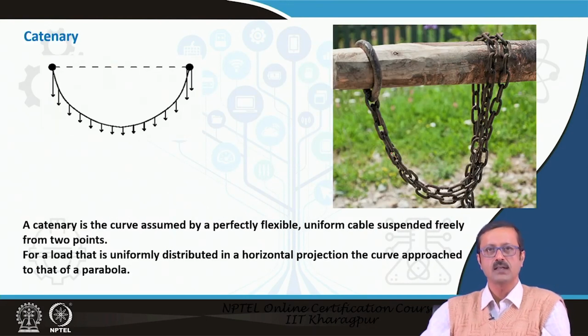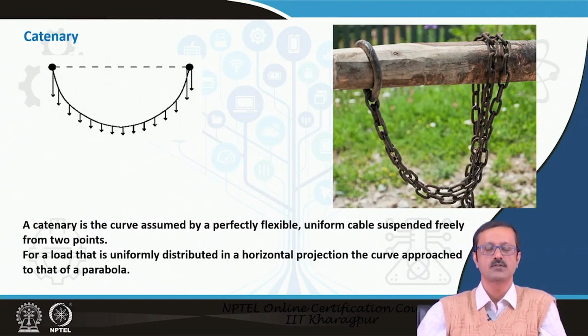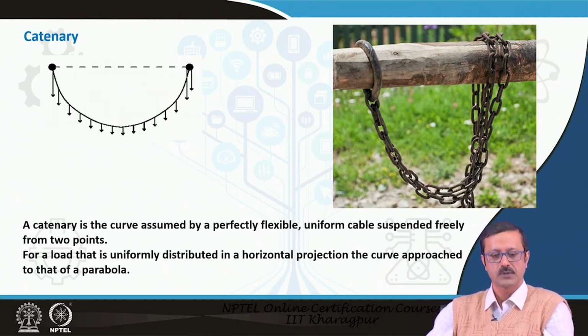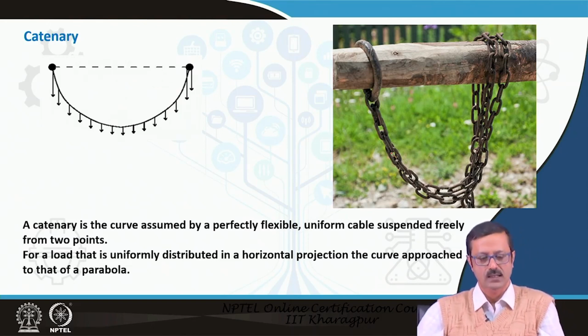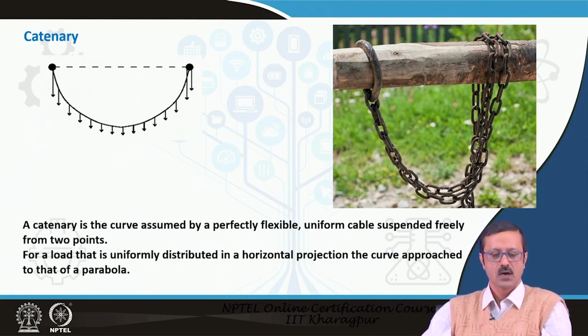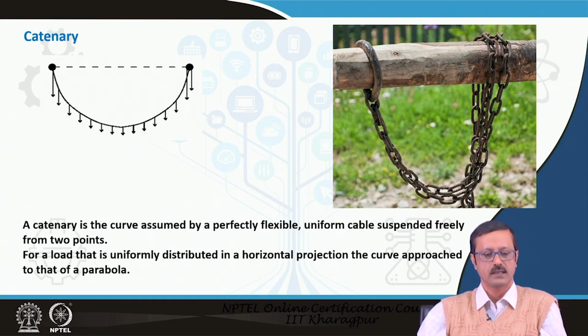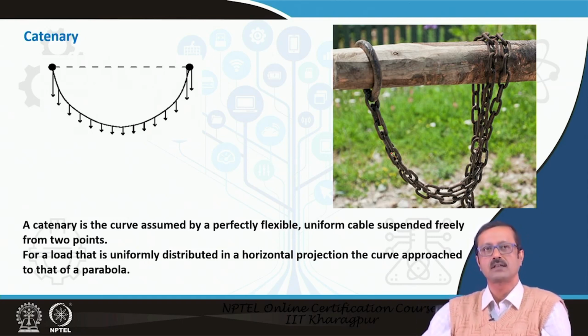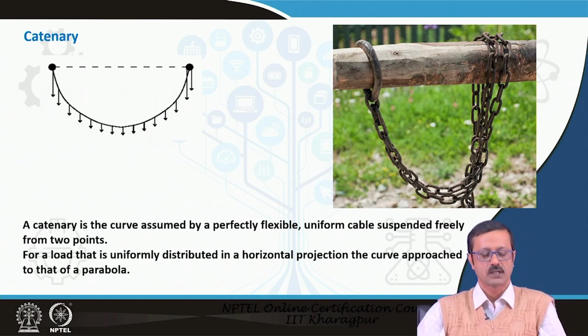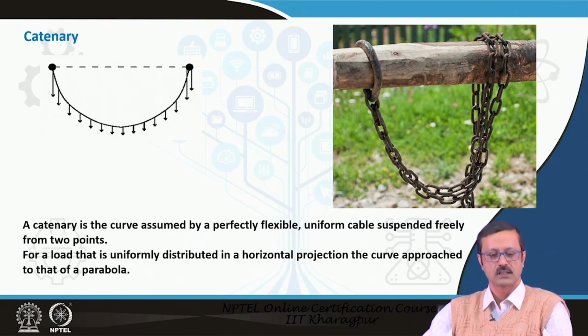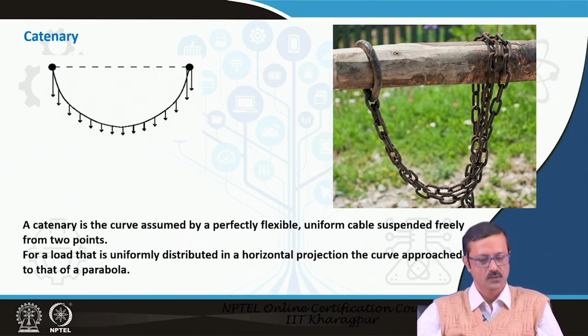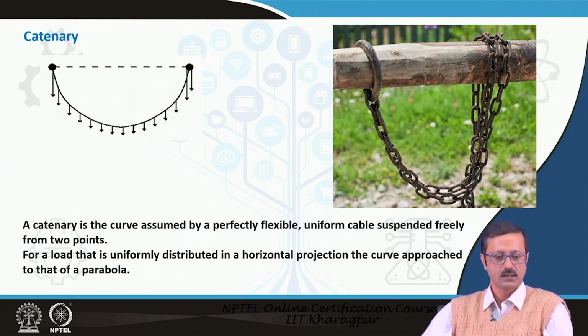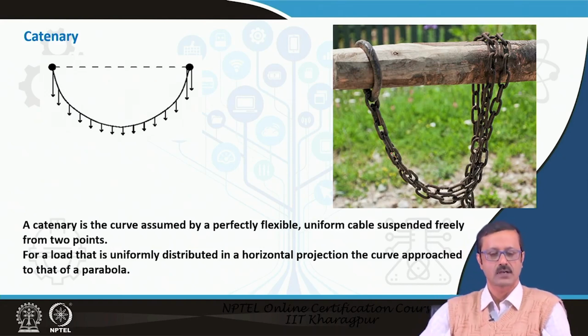And now, if instead of that external force, I put that particular cable under its own weight, that means it is not under any kind of external force, only its own weight, then this shape will take a mathematical form, and it can be represented mathematically with a hyperbolic function. We will discuss it in the next lecture, and that shape is called a catenary.